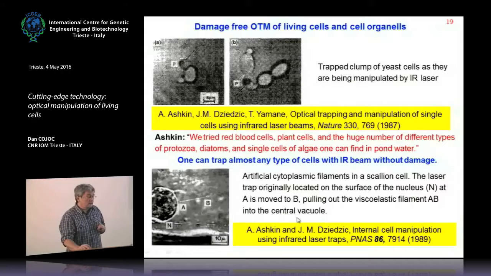And then another important paper demonstrating the trapping inside the cell, of subcellular components. Here there are cytoplasmic filaments. So we have the nucleus, we have the initial position and the final position. So we have a tether inside the cell.